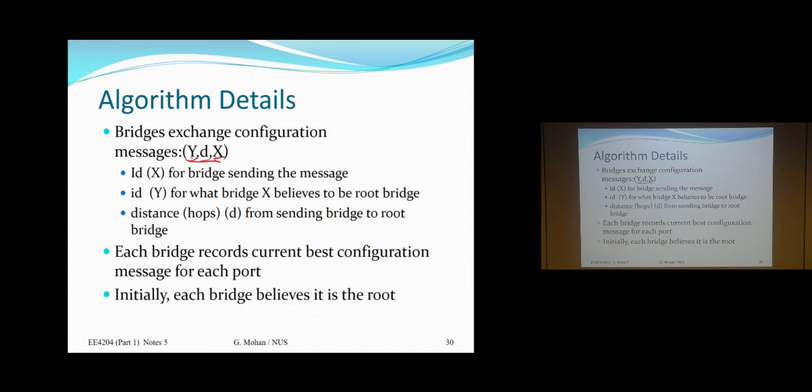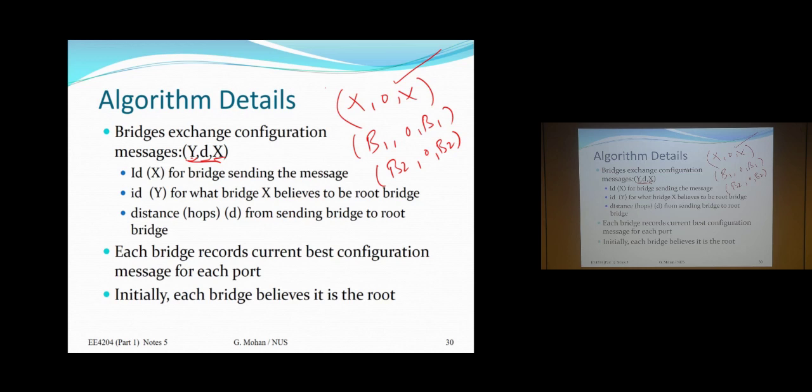So initially, when the protocol starts, everyone thinks that he is the leader, he is the one with the smallest ID. That means everyone will send something like X, 0, X. That is, X is the sender, X believes X is the root, and the distance from X to X is 0. That means B1 will send B1, 0, B1. B2 will send B2, 0, B2. Because nobody knows who has the smallest identifier, everybody declares that he has the smallest identifier, and these messages will be spread out.